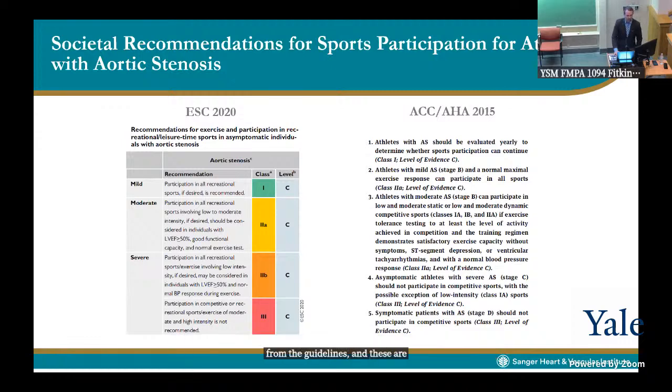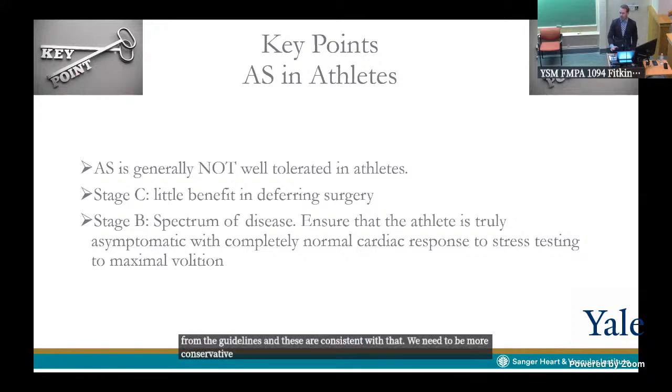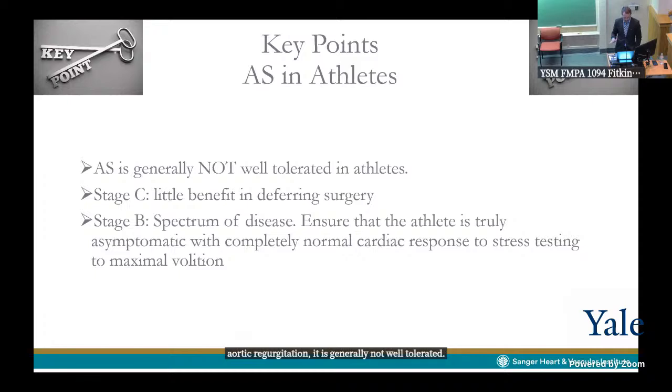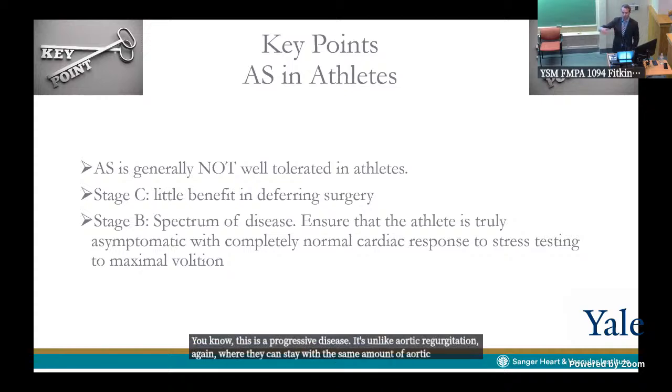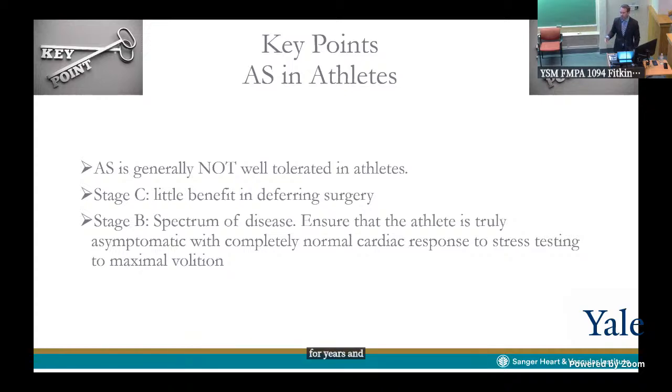We need to be more conservative with aortic stenosis. So unlike aortic regurgitation, it is generally not well tolerated in athletes. For stage C, if they're asymptomatic, this is a progressive disease. It's unlike aortic regurgitation, again, where they can stay with the same amount of aortic regurgitation for years and years. Aortic stenosis is only going one way. It's only going to get worse. If they're already severe aortic stenosis, even if they say they're asymptomatic, if they want to compete at elite, very high levels, I think they should just go for surgery.